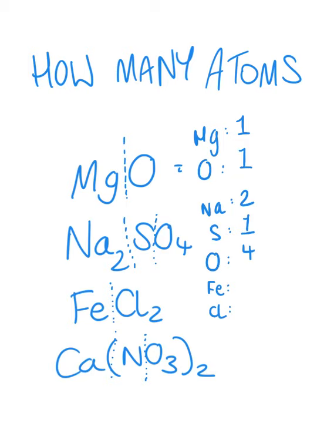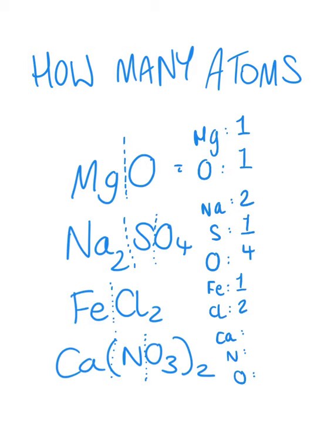There's no numbers, so we assume it is 1. With the chlorine, you can see there is a little 2, so there is 2. Then the most advanced type of example is where you have brackets. These brackets work in exactly the same way as they do in maths. Whatever is in the bracket, you times by the number that is on the outside.